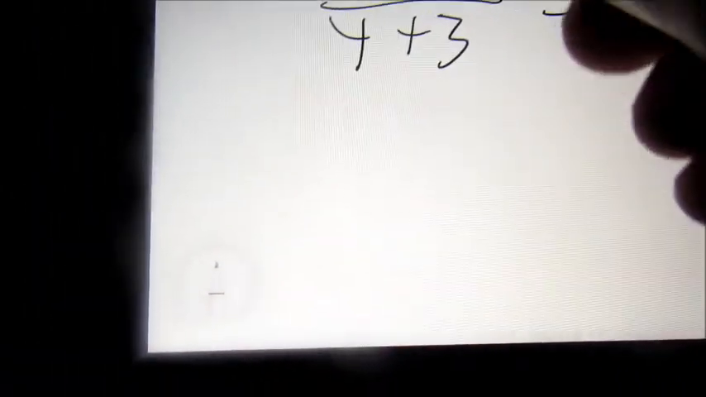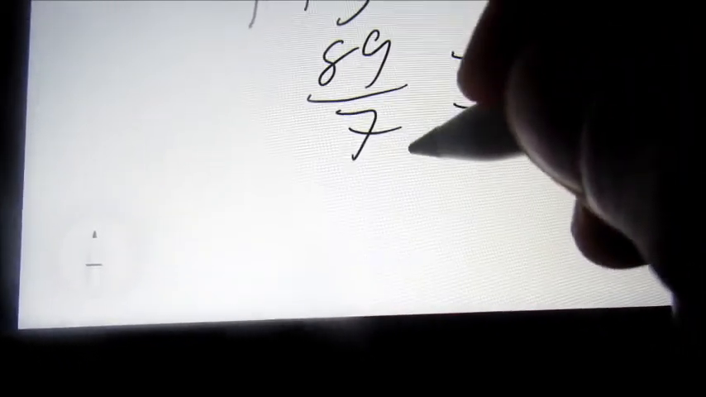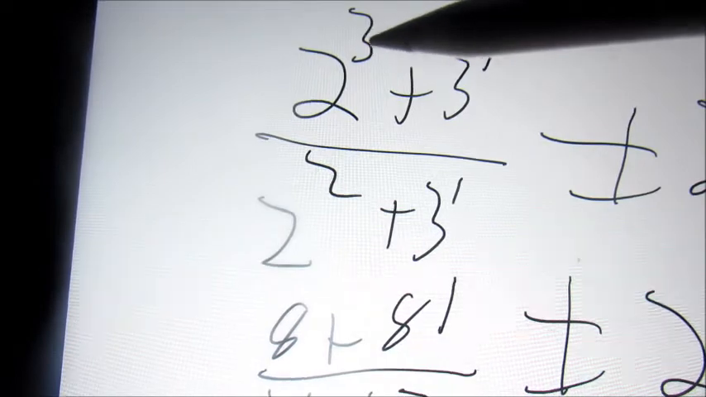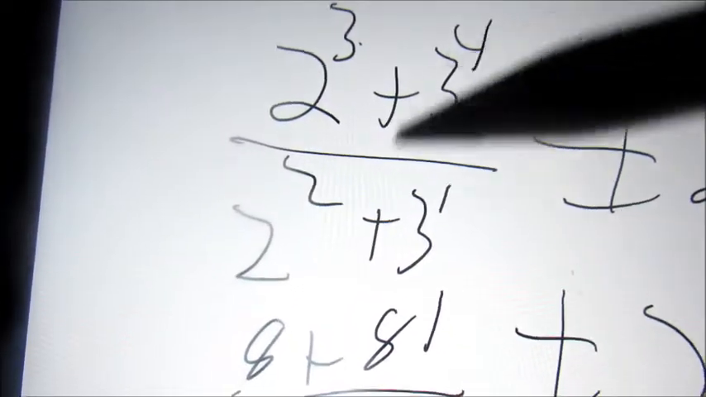8 plus 81 is 89. 4 plus 3 is 7, and that does not equal 2 plus 27. 89 divided by 7 is 12 and 5/7, and that does not equal 29. So if you have something like this, don't just subtract the exponents, even though we have the base is the same. You have to do what's on top individually and then do what's on bottom.